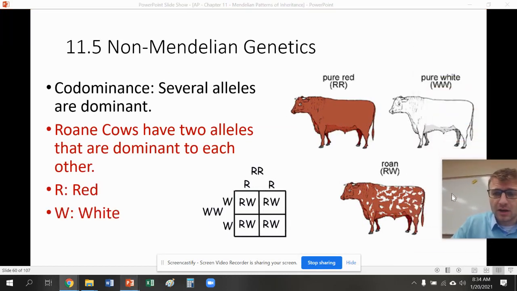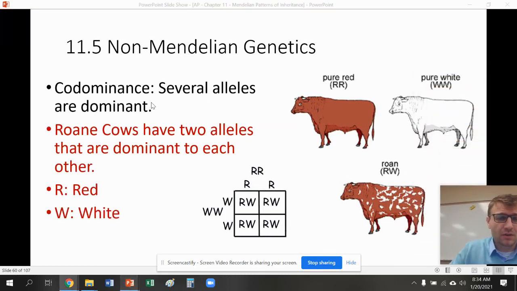Codominance. So moving right along, codominance is where there are several alleles that are equally dominant to each other. You can see here we have what's called the roan cow. We have pure red cows and pure white cows that are both signified with a capital letter. And when you mix them, you get this kind of splotchy coat. It's because the R allele is being expressed in the red fur, and the white genes are being expressed in the white fur.